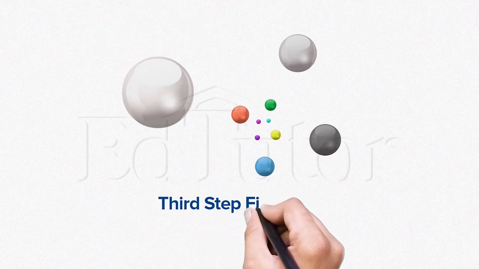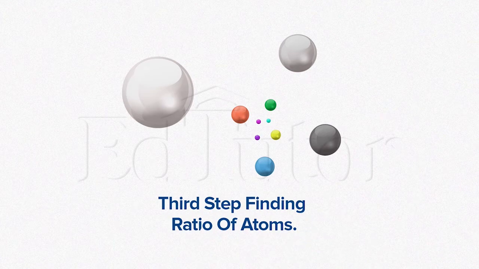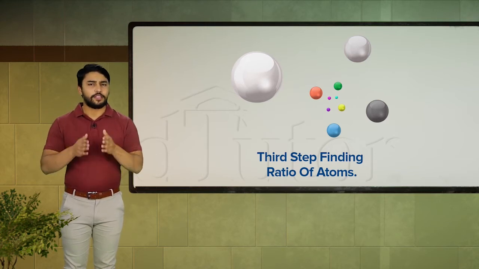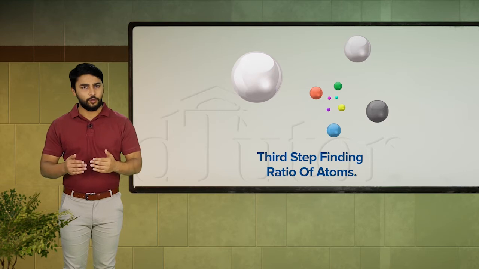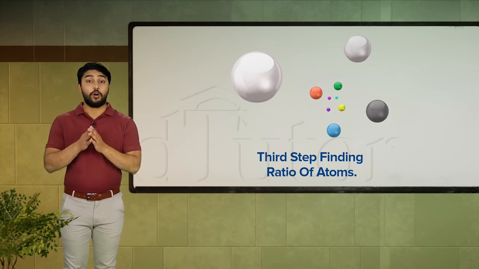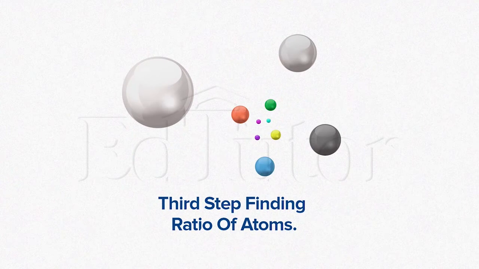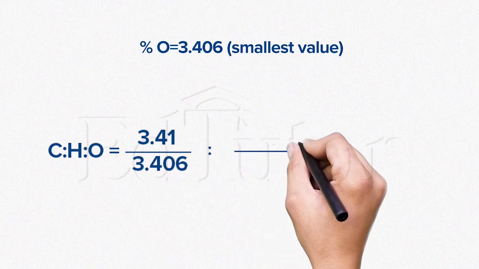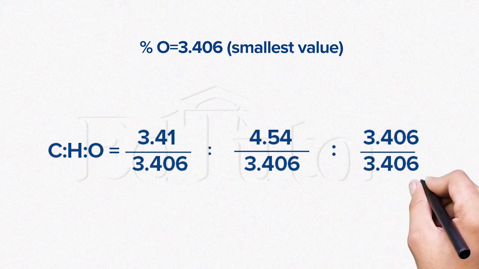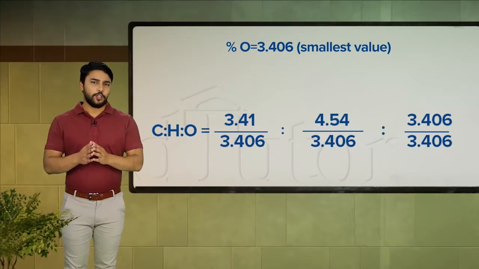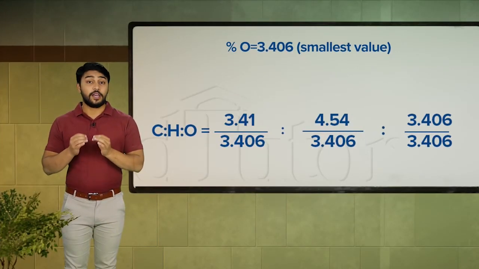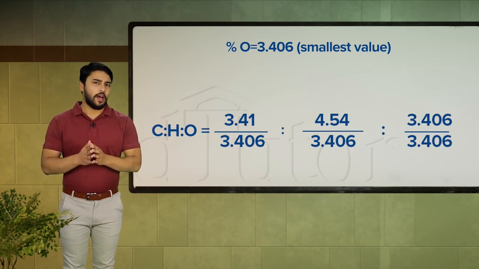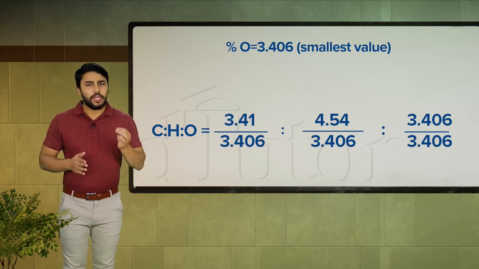Once we have these gram atoms or number of moles, we need to find the atomic ratio, which is our third step. Atomic ratio is calculated by dividing the gram atoms values by the smallest number of moles or gram atom value. In this calculation, you can see that the smallest number of mole is that of oxygen, which is 3.406. So first, we will write all these elements as ratios. C is to H is to O. Now we will divide their gram atoms by 3.406.